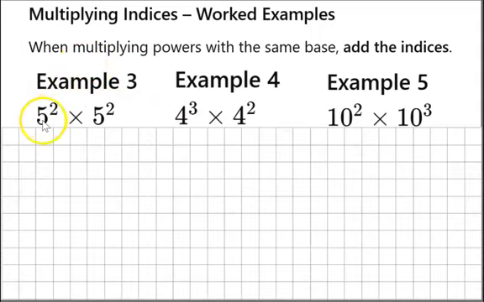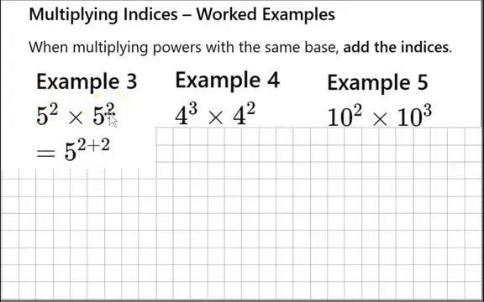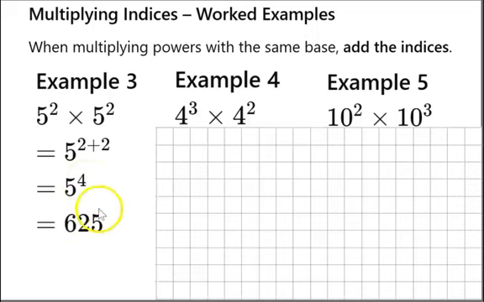Example 3. 5 to the power 2, or 5 squared, times 5 to the power 2. Multiplying powers with the same base, we add the powers. So that gives us 5 to the power 2 plus 2, which is 5 to the power of 4. Which is 625. So 5 by 5 by 5 by 5 is 625.